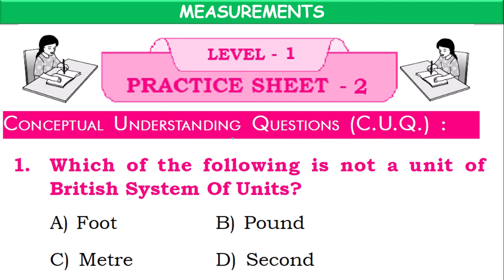Conceptual understanding type questions. Which of the following is not a unit of the British system of units? British system means FPS system. FPS system is called the British system. Foot, pound, second. So meter is not part of the British system of units. So option C is correct.